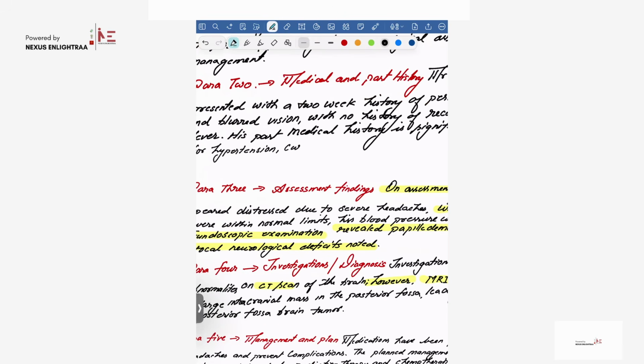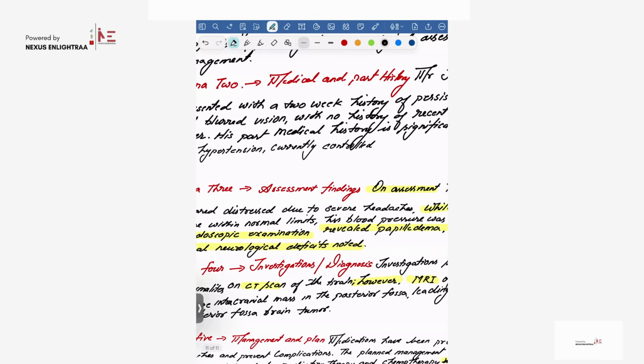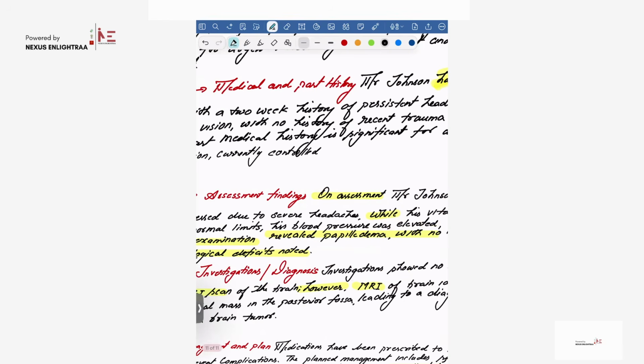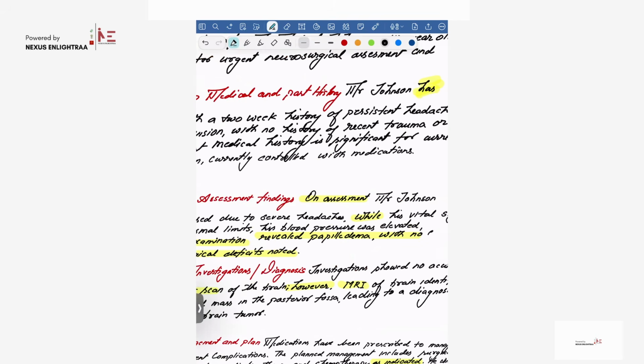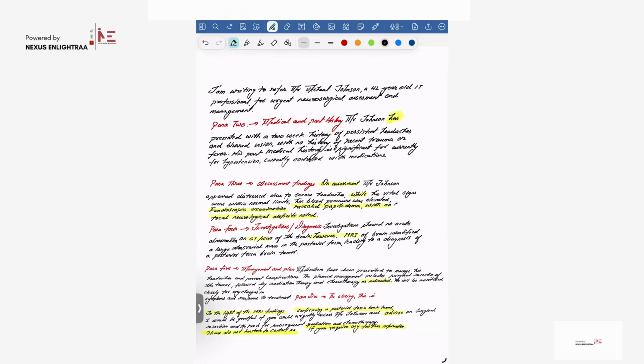And then I had written currently controlled with medication. So, comma, currently controlled. Make sure that you don't write capital letters in between. Okay? Controlled with medications. All right. Okay. Then on assessment, Mr.